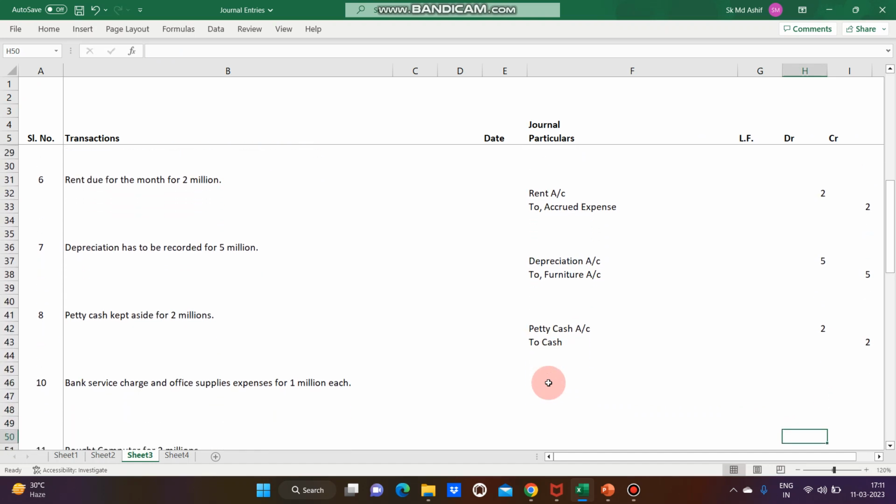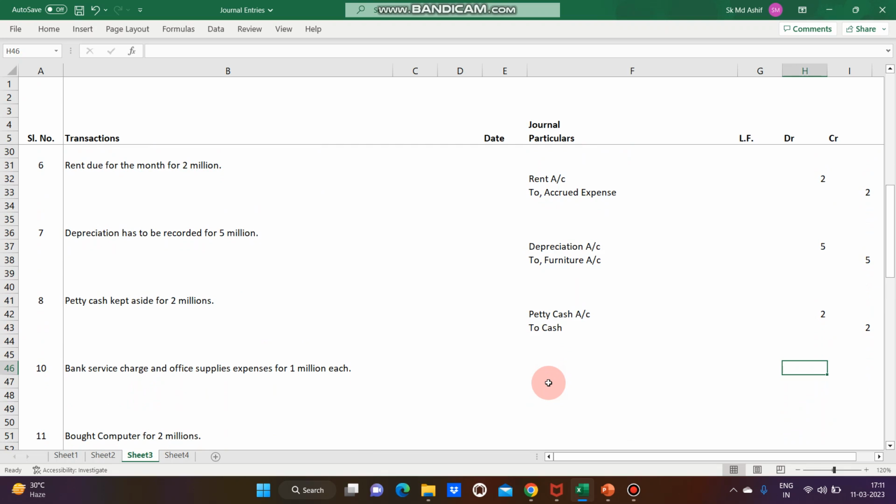Next entry, bank service charge and office supplies expense for 1 million each. So this is an example of a compound entry. Bank service charge will be debited, being an expense. Office supplies will also be debited, and credit will be cash. Let's assume that it has been paid in cash. So since you can see there is more than one debit or credit here, it has three lines, so it can be called a compound entry.